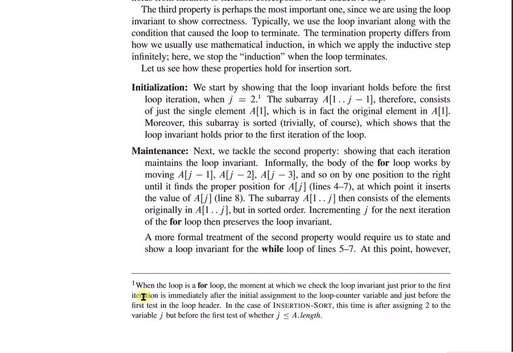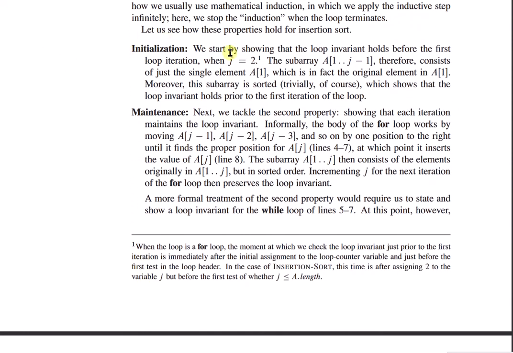Let us see how these properties hold for insertion sort. Initialization. We start by showing that the loop invariant holds before the first loop iteration, when j equals 2. The subarray A[1..j-1] therefore consists of just the single element A[1], which is in fact the original element in A[1]. Moreover, the subarray is sorted trivially, of course, which shows that the loop invariant holds prior to the first iteration of the loop.